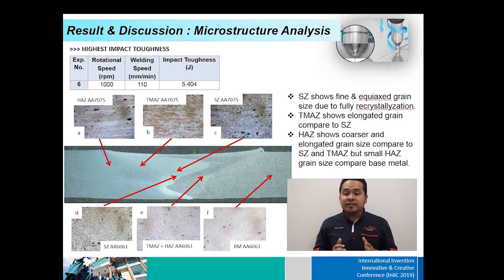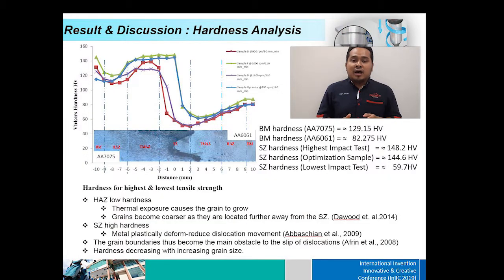The homogeneous distribution of the reinforcement particle is one of the main requirements to achieve good mechanical properties in the discontinuously reinforced composite. We go to the hardness analysis result. Okay, this is the hardness analysis result.